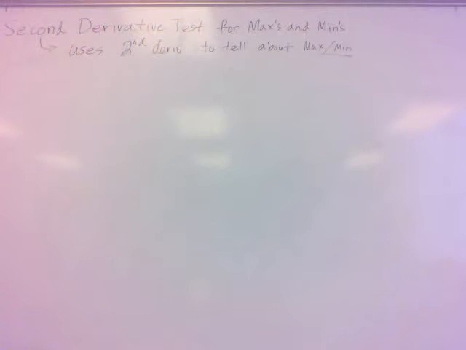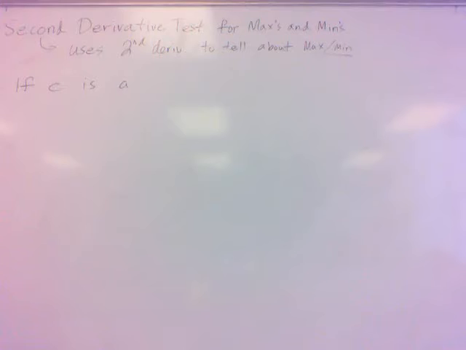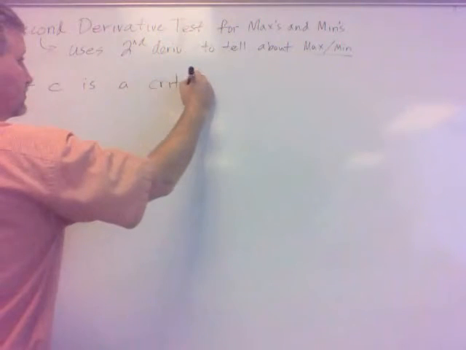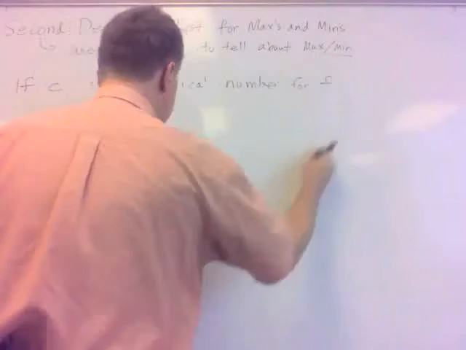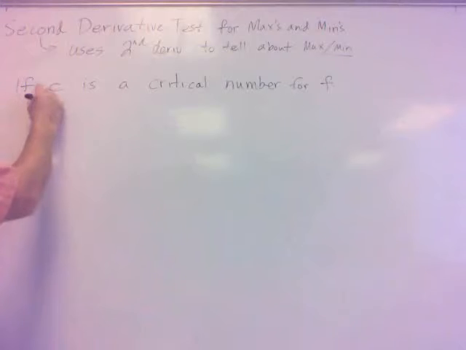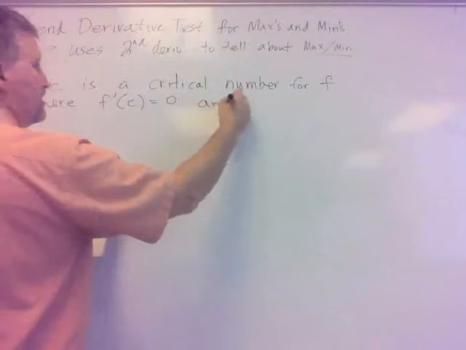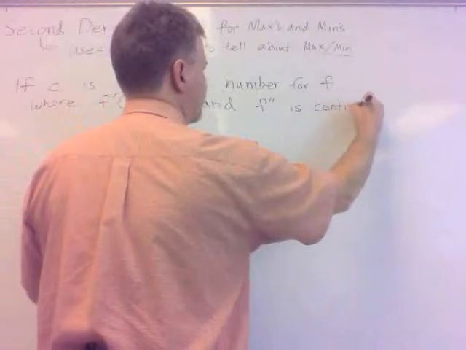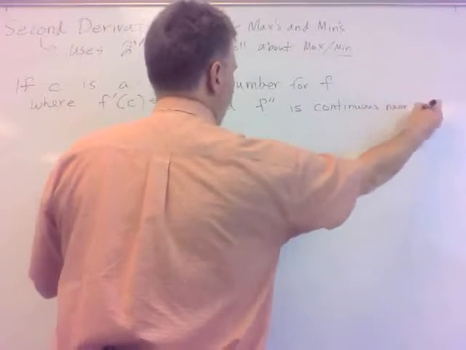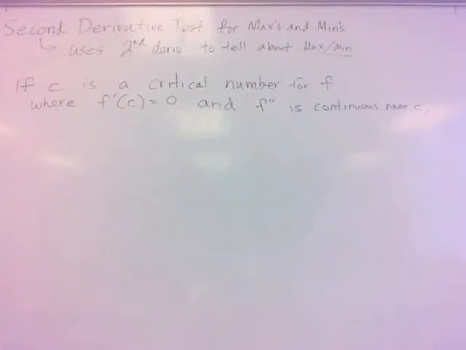How do we do this? Well, here's the way it works. If C is a critical number of function f, C again is our critical number, where f prime of C equals 0, and the second derivative is continuous near C. So there are a few parameters here for this second derivative test, but this is how it works.